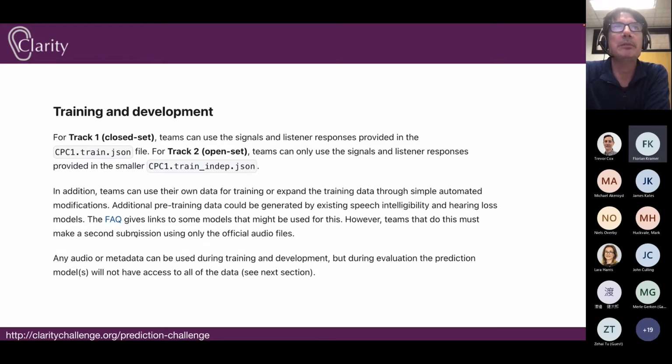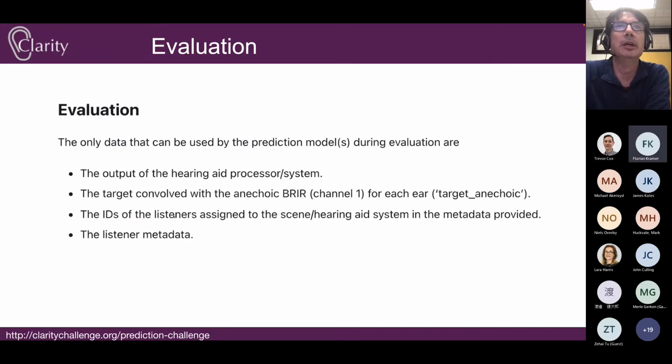Yeah, so anything basically can be used during training and development, but at evaluation time, you won't have access to some of the labels, obviously. So at evaluation time, all you're going to have is the output of a hearing aid processing system. You're going to have the target convolved with the anechoic BRIR, so you can use a kind of double-ended intelligibility measure. You're going to have the ID of the listener who's been assigned to this signal, and that will link you through to the metadata for that listener. So you've got a kind of full characterization of the listener. And that's all that's going to be available for evaluation.